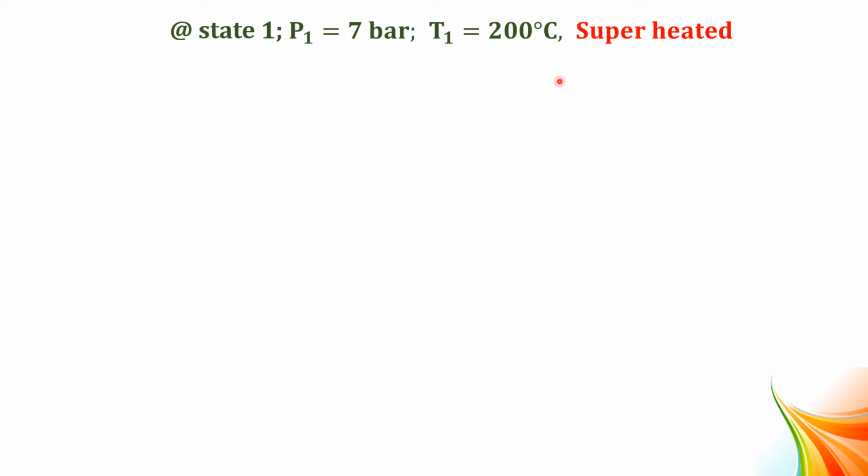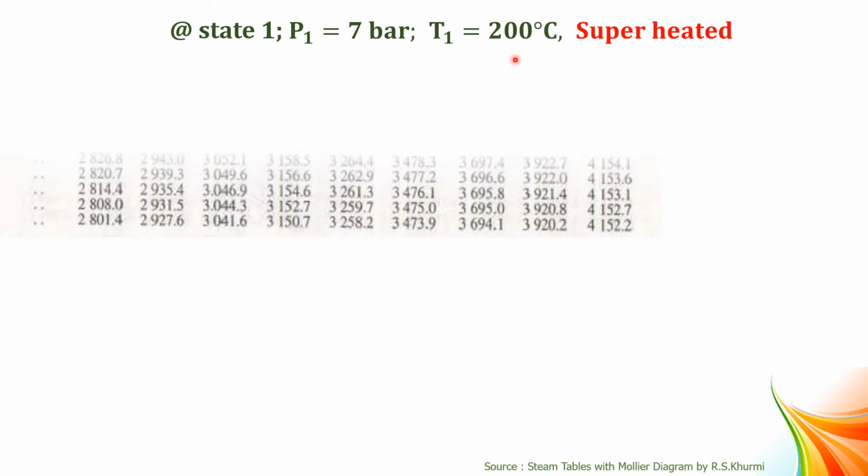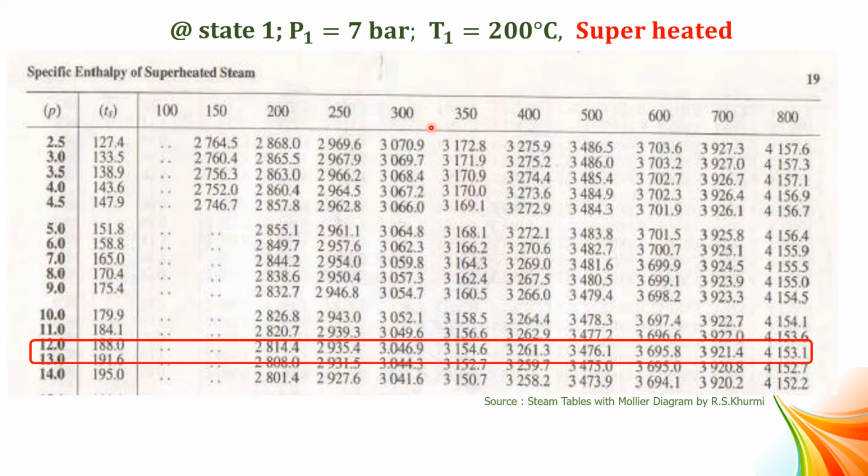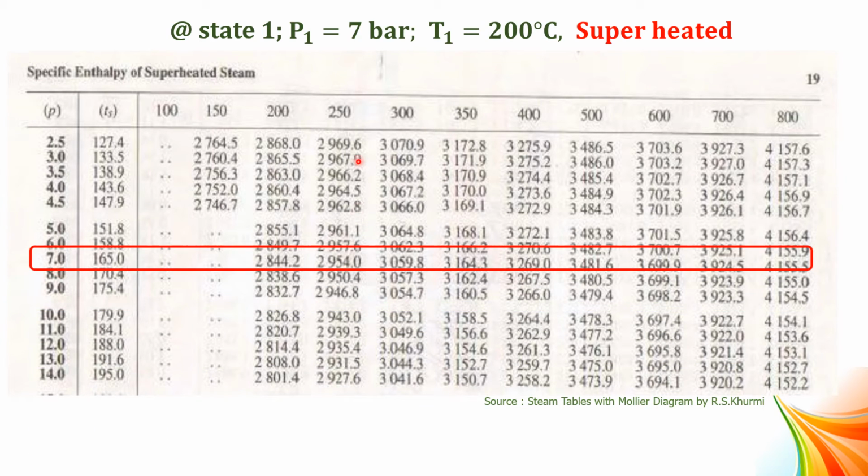Now we know the steam is in superheated condition and is having a pressure of 7 bar and temperature 200 degrees centigrade. Now we have to find out the specific enthalpy of superheated steam from the steam table corresponding to a pressure of 7 bar and temperature of 200 degrees centigrade. So H superheated equal to H1 equal to 2844.2 kilojoule per kilogram.